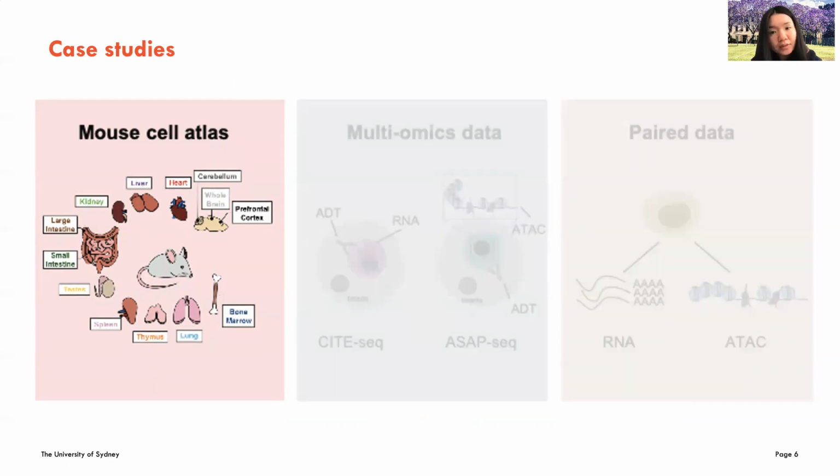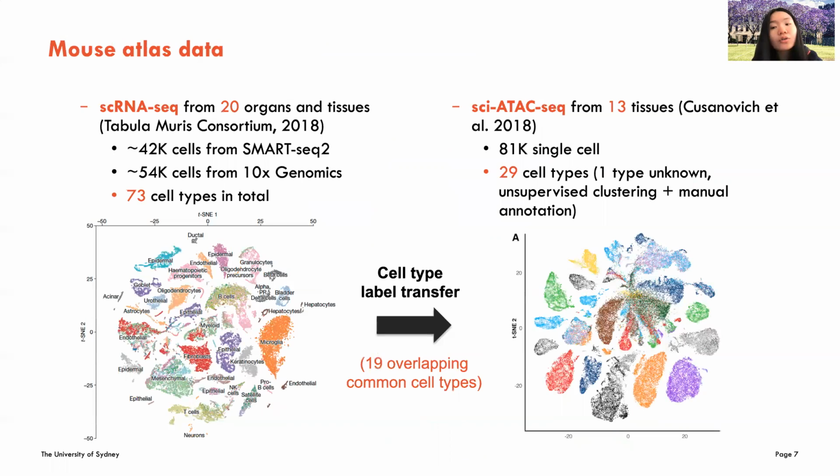First, mouse cell atlas. We apply our method on two mouse atlas datasets from single-cell RNA-seq and single-cell ATAC-seq. The mouse cell atlas of single-cell RNA-seq is collected from 20 organs and tissues, generated by two technologies, Smart-seq2 and 10X Genomics, with 73 cell types in total. The ATAC-seq data are sequenced from 13 tissues with 81,000 cells and 29 cell types. Overall, there are 19 overlapping common cell types between the two datasets.